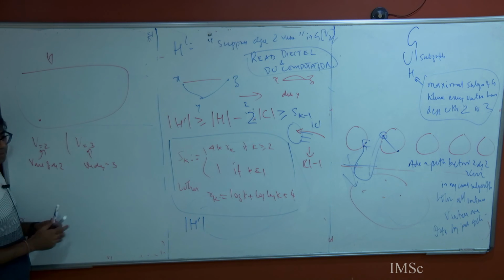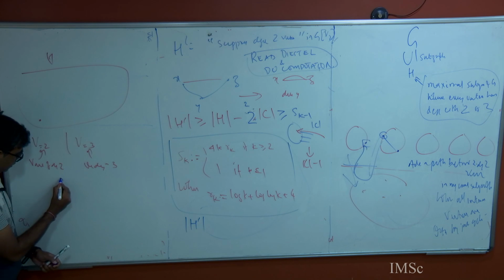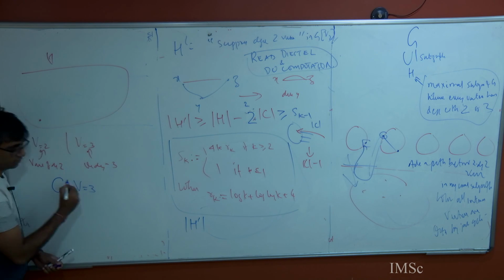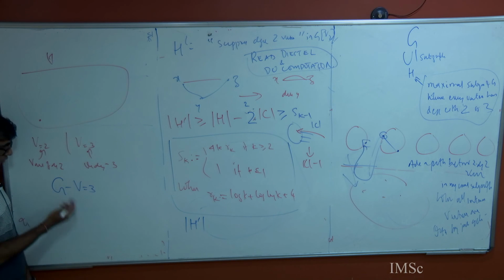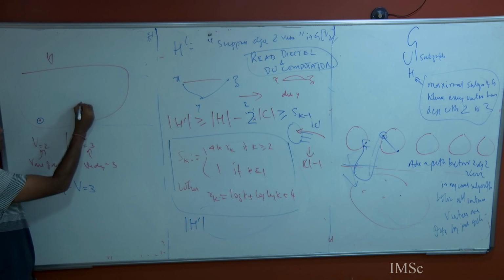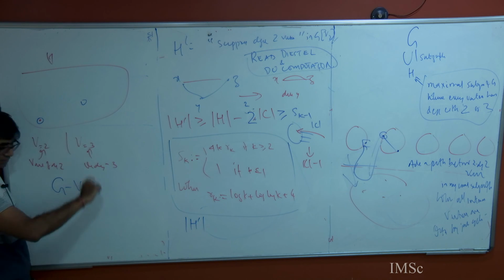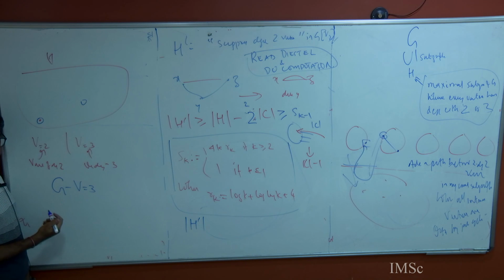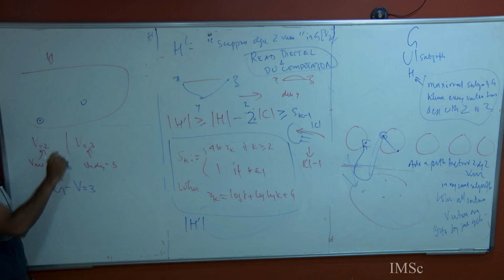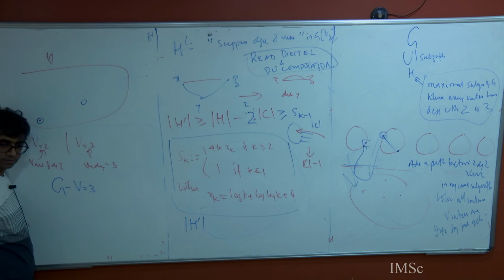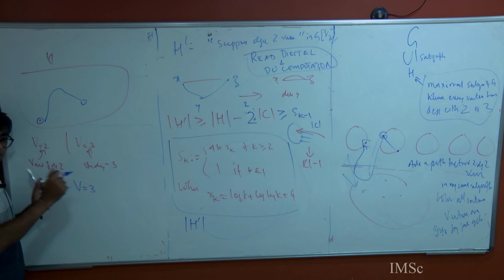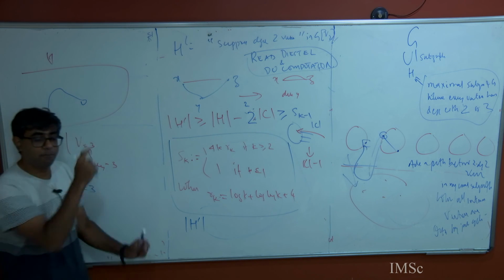Now let's look at G minus V3. So I deleted this set of vertices first. Now ask yourself, are there 2 degree 2 vertices here which have a path between them that does not use other degree 2 vertices? Can there be such a path? Then that will contradict the fact that H was maximal. So between 2 degree 2 vertices in my H, there is no path.